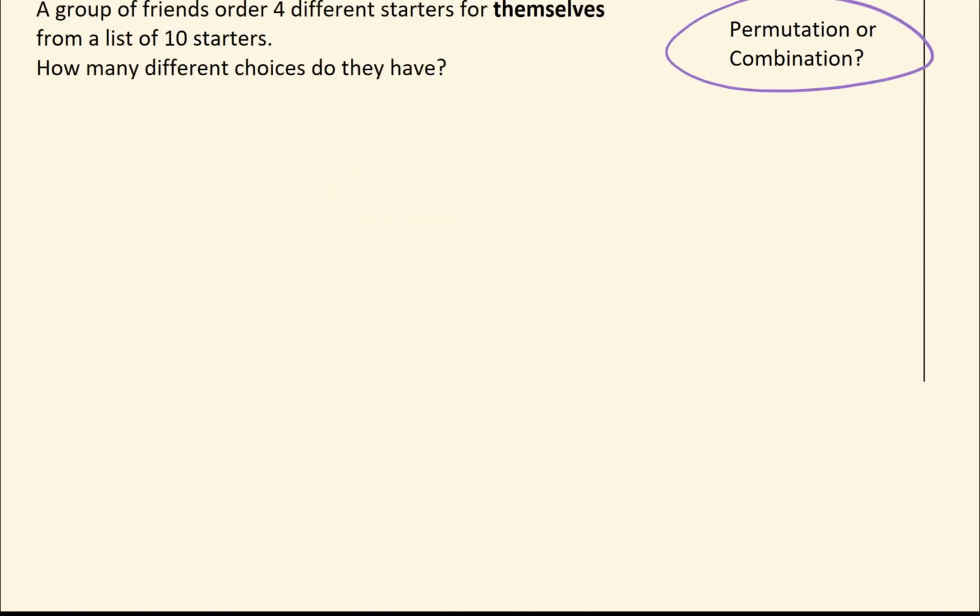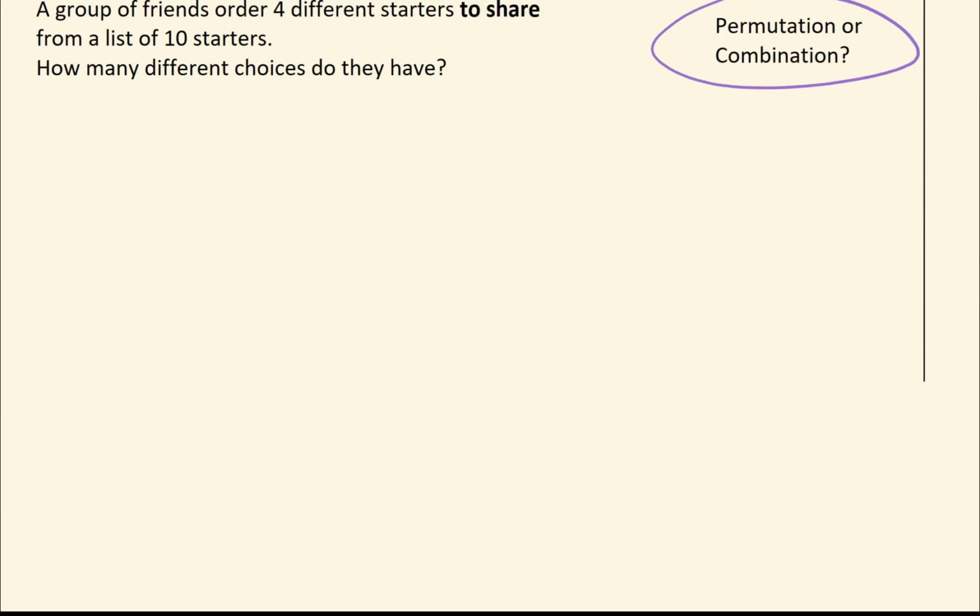A group of 4 friends order 4 different starters for themselves from a list of 10 starters. How many different choices do they have? First question: is this a permutation or a combination? Does order matter or not? Here the order does matter. If I order a starter and you order a starter, then that's my starter. It's different if we each order each other's starter. It matters which person orders which starter. And if the order matters, that makes it a permutation. So you would type in 10P4 into the calculator, and that's your answer.